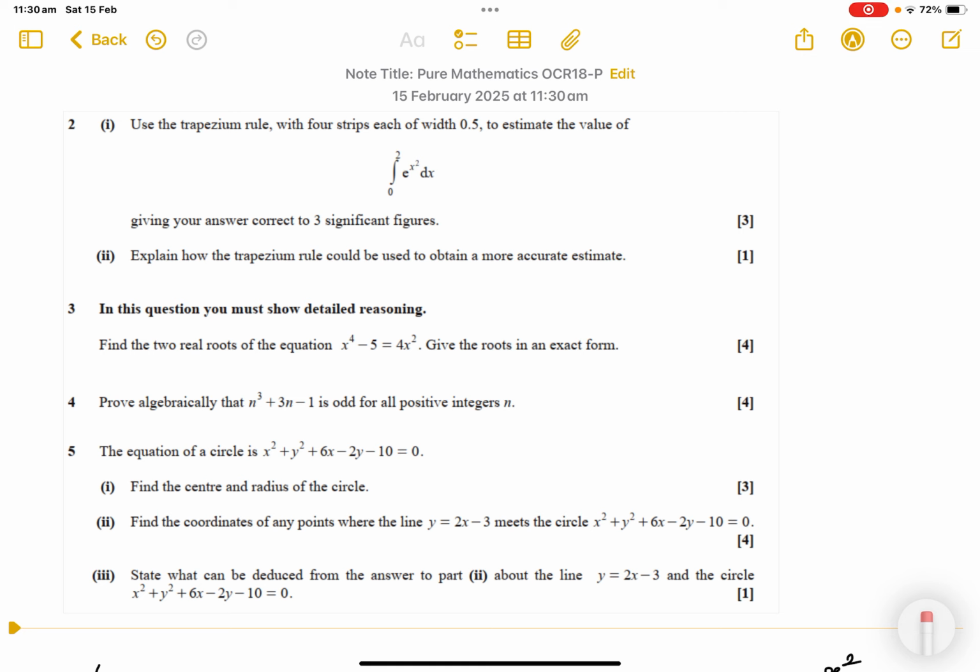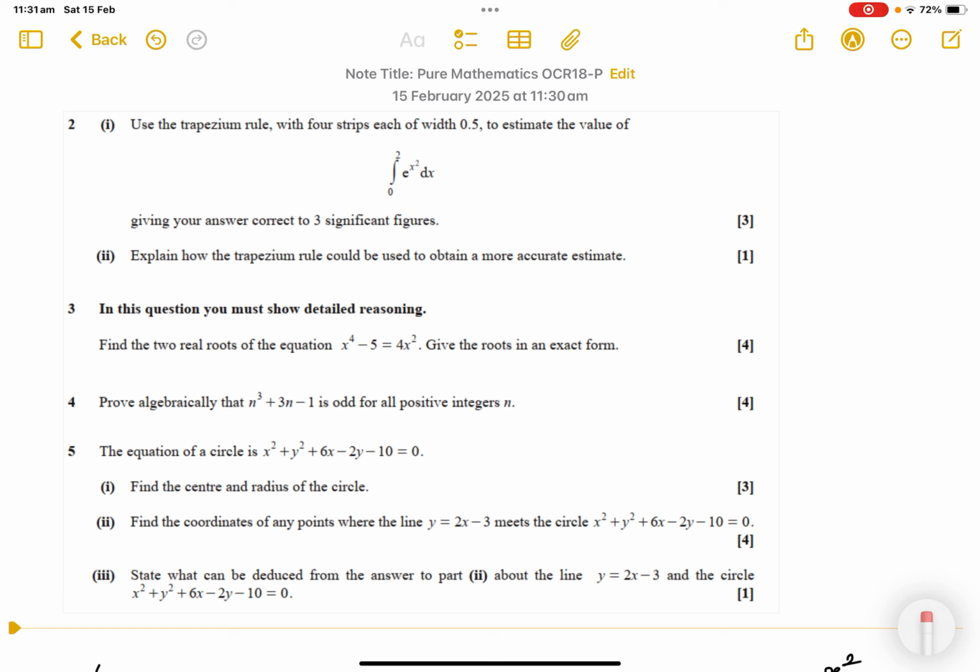Past questions on pure mathematics from Oxford and Cambridge past papers. Use the trapezium rule with 4 strips, each of width 0.5, to estimate the value of the integral from 0 to 2 of e to the power x squared dx, giving our answer correct to 3 significant figures. And explain how the trapezium rule could be used to obtain a more accurate estimate.